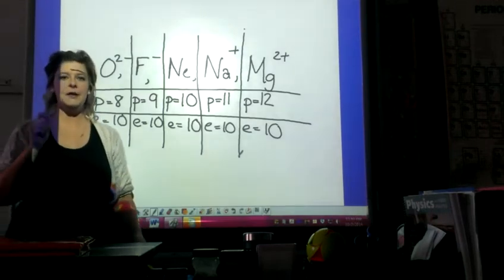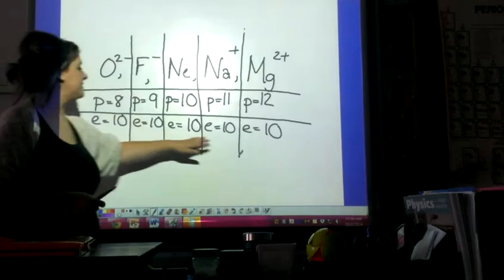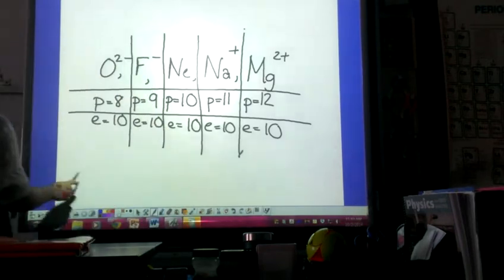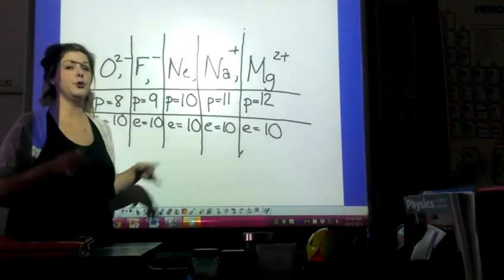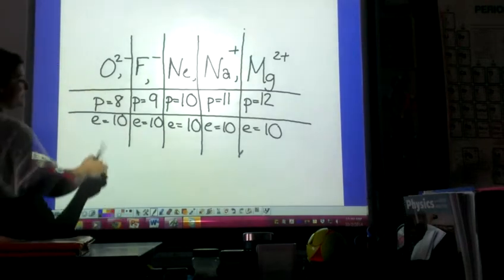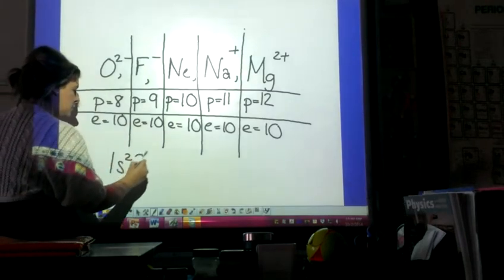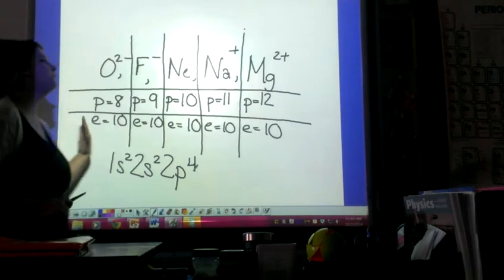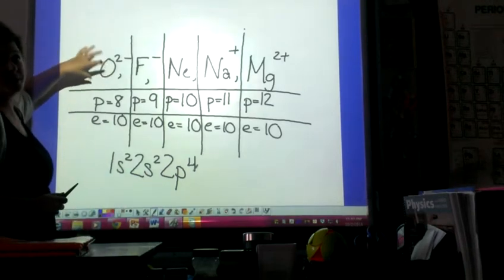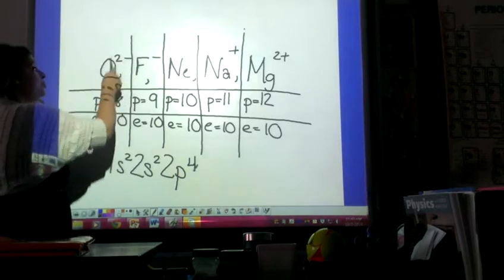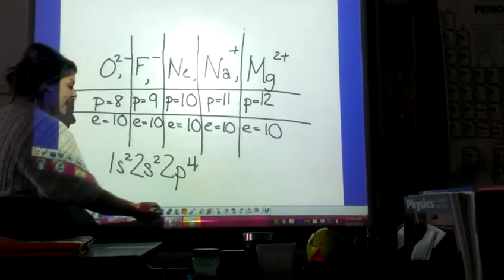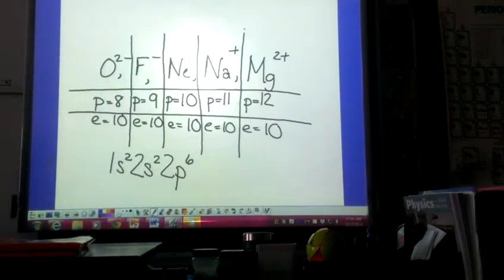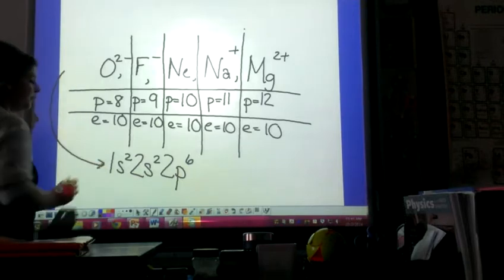Let's write their electron configurations, because if they all have the same number of electrons, their electron configuration should also be the same. Let's check. The electron configuration for neutral oxygen, not the oxide ion, would be 1s2, 2s2, 2p4. But I don't have neutral oxygen up here, I have the oxide ion, so oxygen has gained 2 additional electrons. Instead of 4, it's now going to be 6. So this is my electron configuration for the oxide ion.